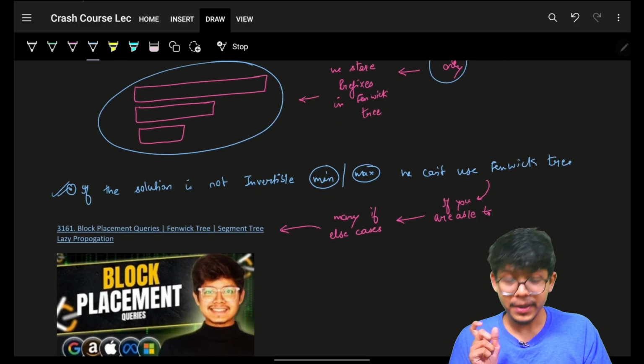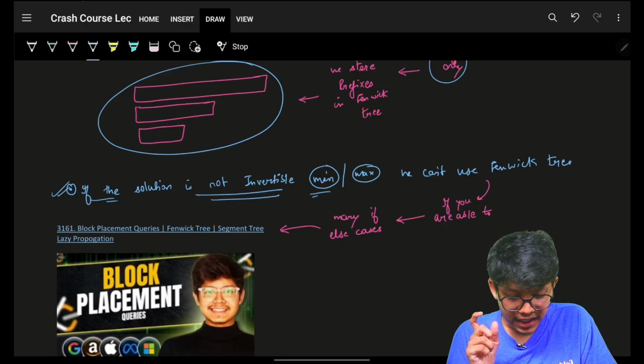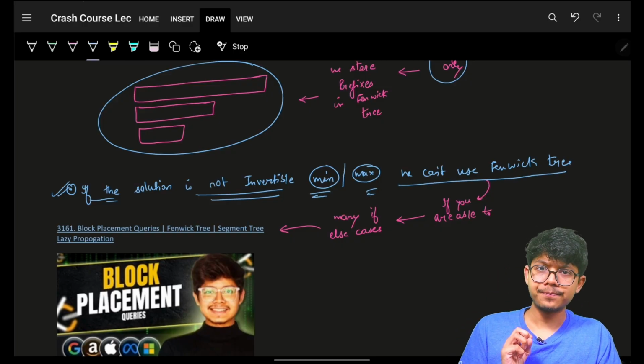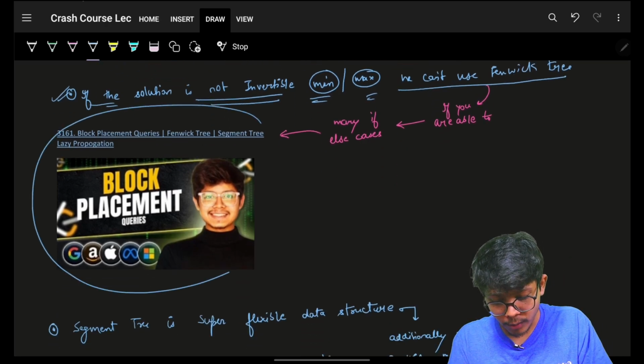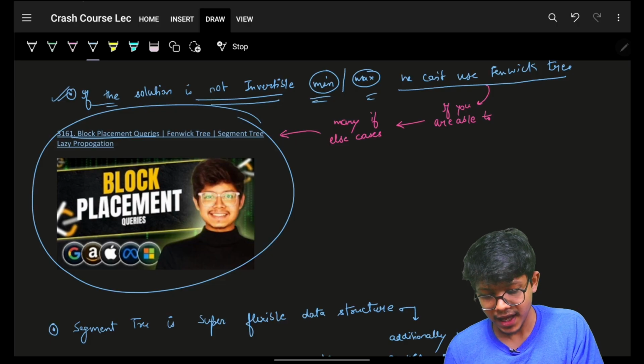And the biggest thing is, if the operation is not invertible, which means for min and max, we cannot use a Fenwick tree. If you remember, we did this problem, block placement queries. If you don't know what the problem is, check the description or search the problem name with Aryan Mittal, and you'll get the video.